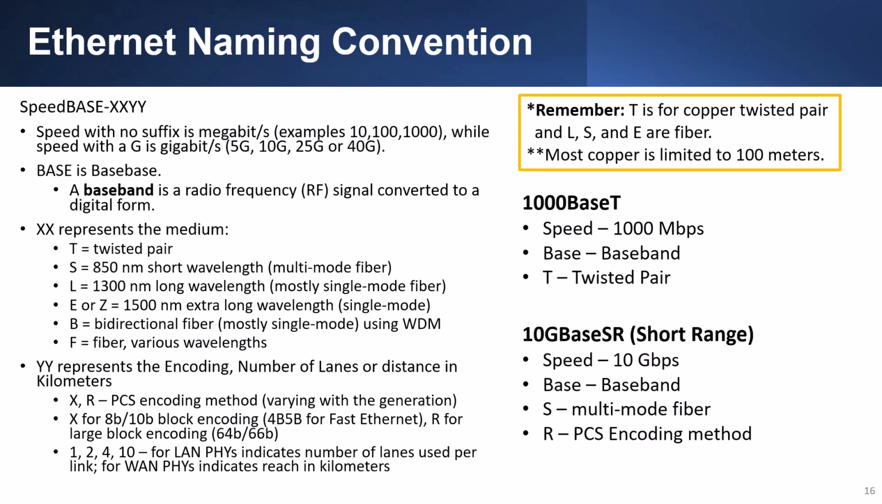For 1000BASE-T, the speed is 1000 megabits per second, and T indicates twisted pair. For 10GBASE-SR, the speed is 10 gigabits per second. The SR indicates multi-mode fiber and the PCS encoding method.